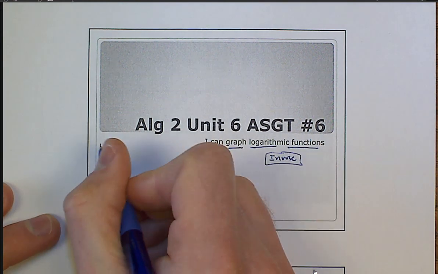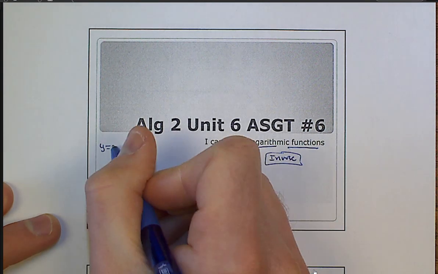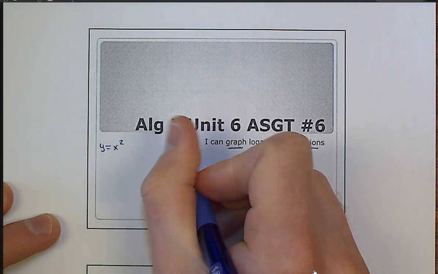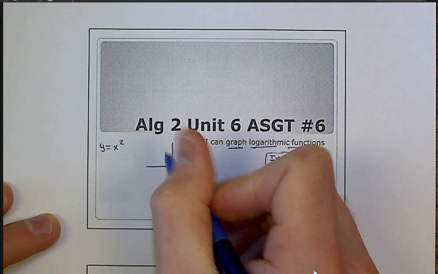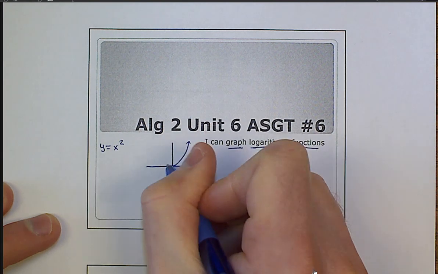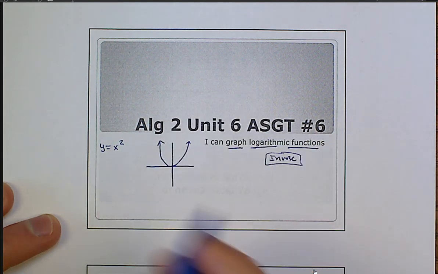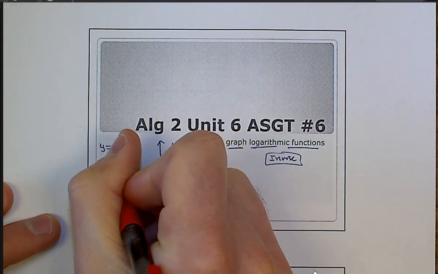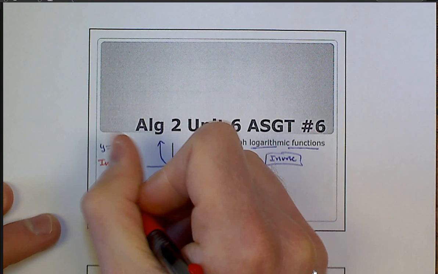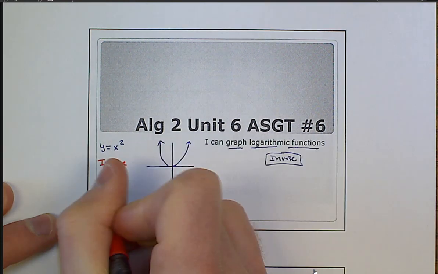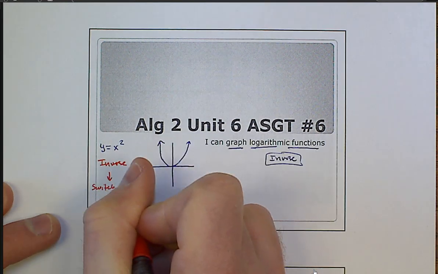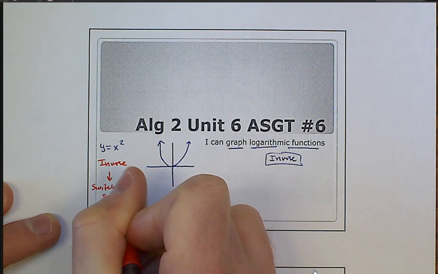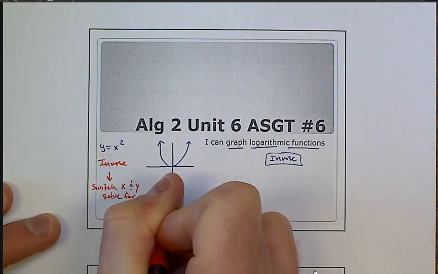Let's just take this function right here, y equals x squared. Everybody knows that that is a parabola. I'll even graph it, right? I'll just give you the basic shape of a parabola. It's x squared, okay? If I asked you to write the inverse of this function, all you do to write the inverse is you switch x and y and solve for y. You've done this before, but this is just a quick review.